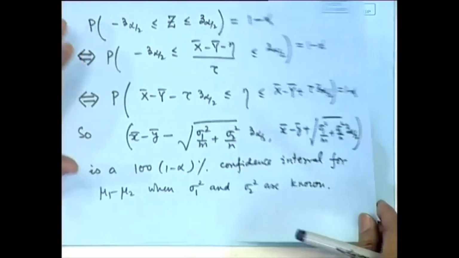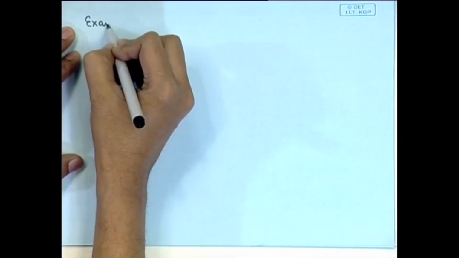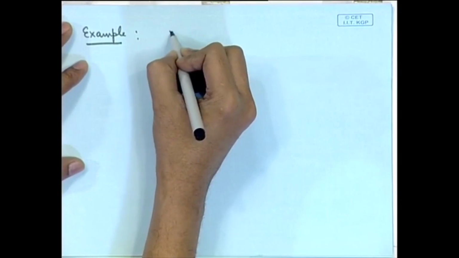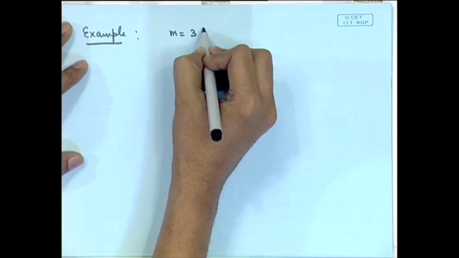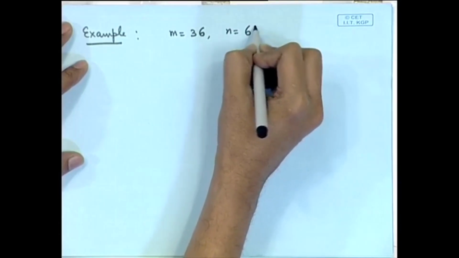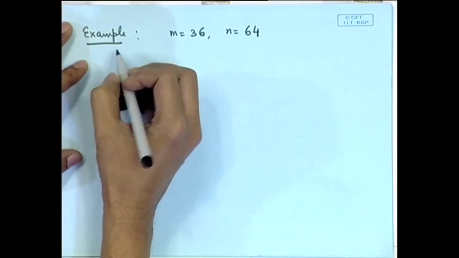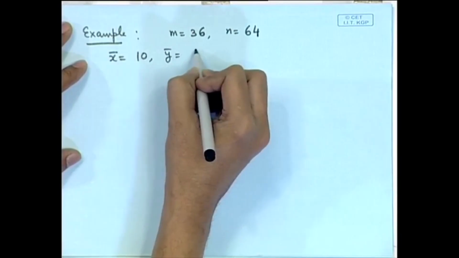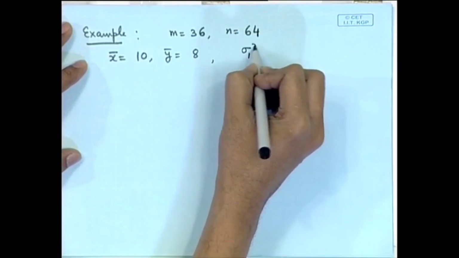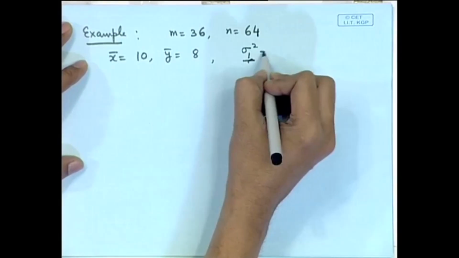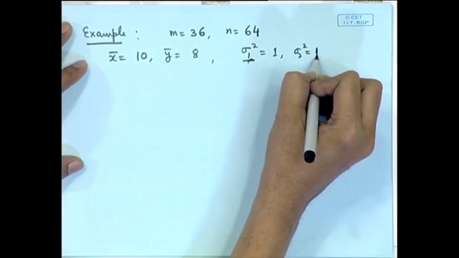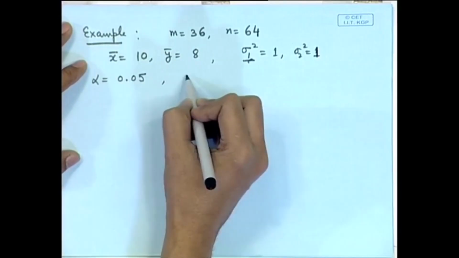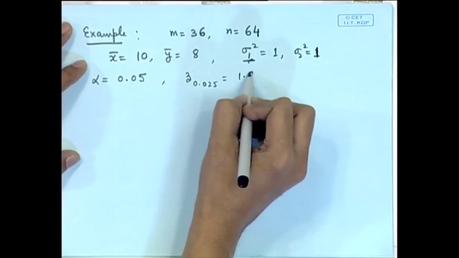Let us take one example here. Suppose we have a sample of size say m is equal to 36, n is equal to say 64, x bar value is say 10, y bar is equal to say 8, sigma 1 square is equal to say 1, sigma 2 square is equal to say 1 for convenience, and let me take say alpha is equal to 0.05. Then z of 0.025 is equal to 1.96.